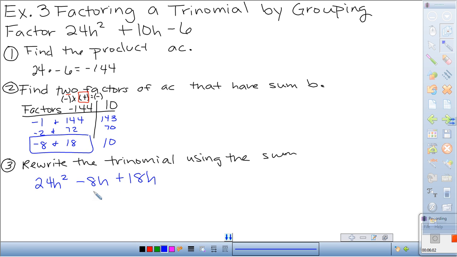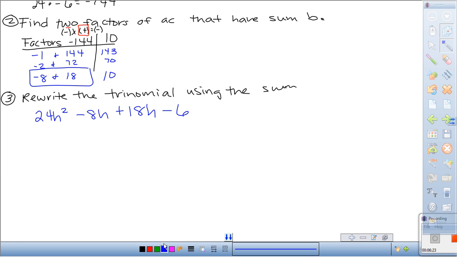Notice that minus 8h and plus 18h, if you combine them, you would get positive 10. So we haven't changed anything. We're just rewriting it. And then I have my minus 6. So this is the same polynomial as this one. It's just rewritten. But now that we have 4 terms, we can factor by grouping like we've been doing. So your fourth step is then just to factor by grouping. So you group your first two terms together and your last two terms together.